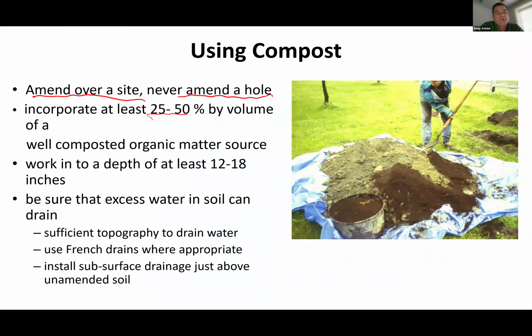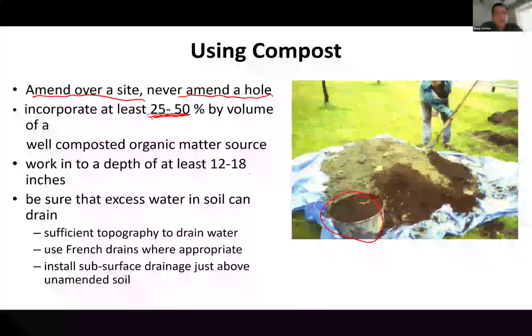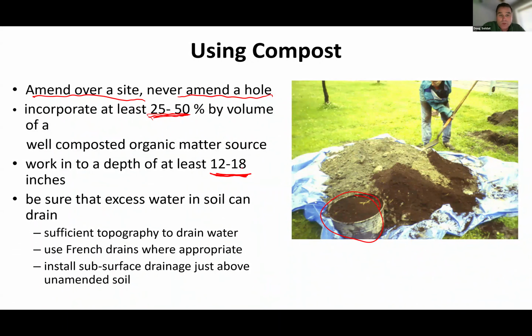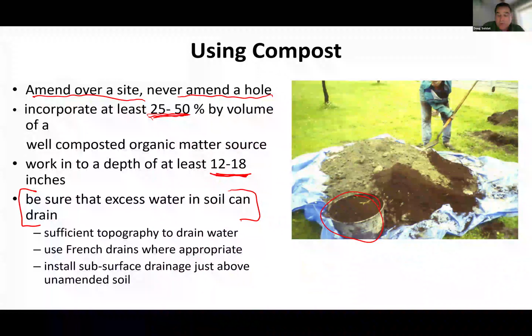You want to use a lot of compost. So 25 to 50% by volume is a recommended amount if you're amending a soil. As you can see, this person is spreading a bucket of compost on this soil, and that's being mixed in. You want to work it in to a depth of 12 to 18 inches where your roots are going to be, and make sure that your soil can drain excess water, because it'll infiltrate water, it'll hold water, but you want to make sure it doesn't act like a bathtub or a teacup and hold that water. So make sure that you have adequate drainage at the bottom of that root zone, or surface drainage to drain it away.